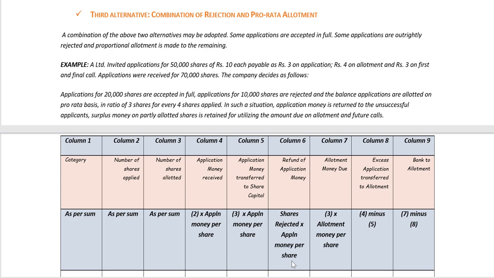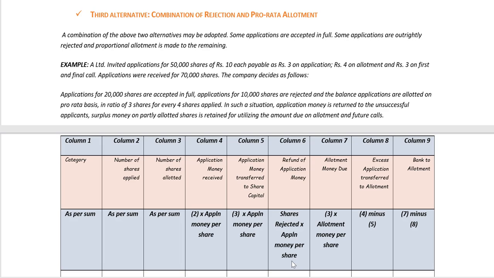Column 8 is to transfer the excess application money to allotment. For this, we need to take the answer of column 4, which is the application money which we received in that category. And from this amount, we need to subtract the answer of column 5, which is the amount of application money which is transferred to share capital.